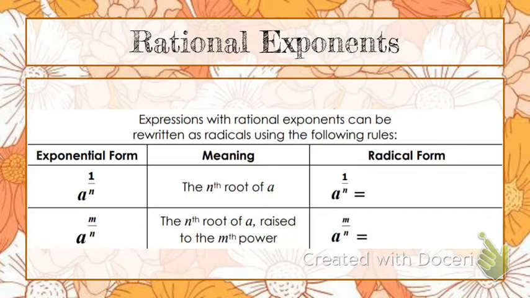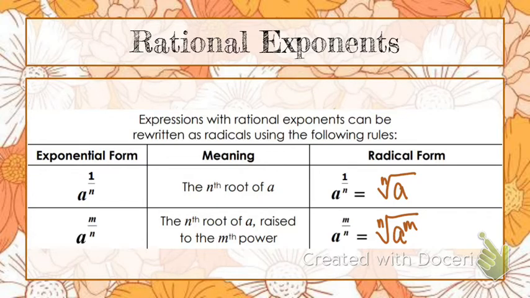And a to the 1 over n power means that it is the nth root of a. So if we were to rewrite this in radical form, it would be n root of a. Now, if we have something besides 1 in the numerator, it means the nth root of a raised to the mth power. That was really fun to say. So we have the nth root of a to the m.